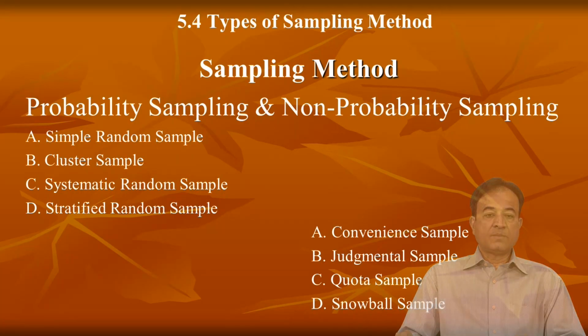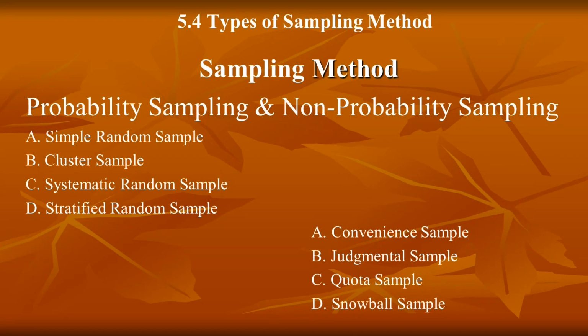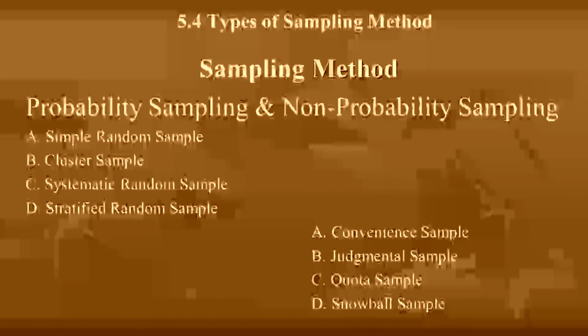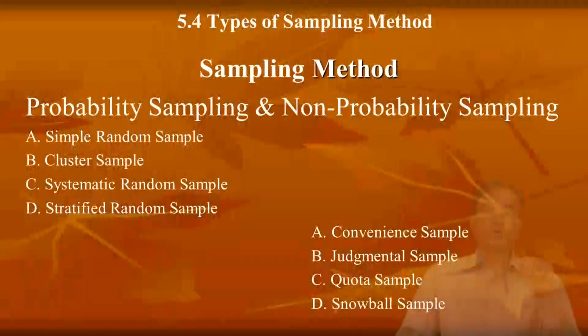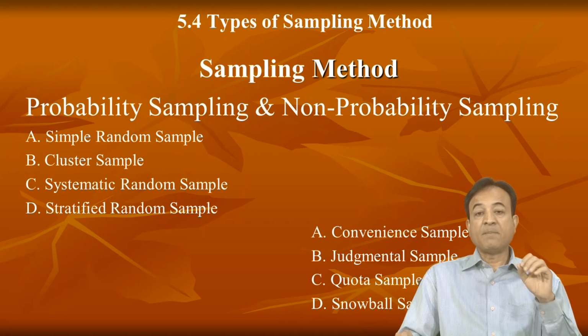Simple random sampling, cluster sampling, systematic sampling, and stratified random sampling. There are mainly two types of sampling techniques. One is probability sampling, and in probability sampling, it is a sampling method that provides equal probability to each element of the population for selecting as a sample.